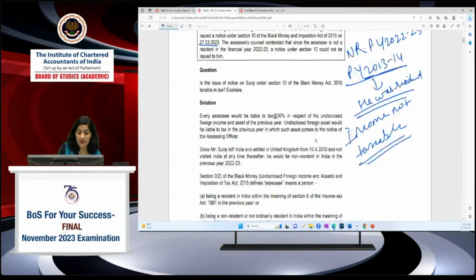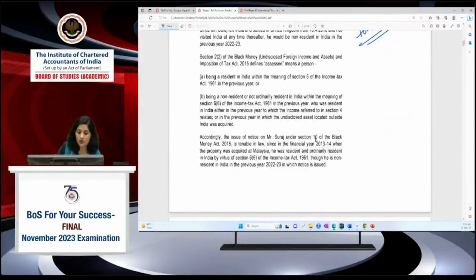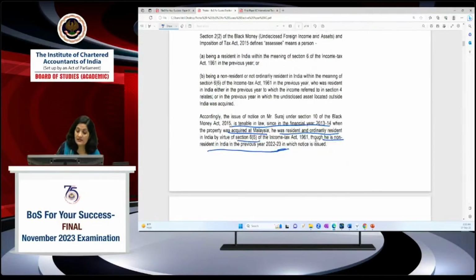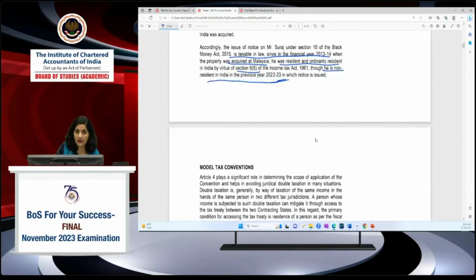इस केस में क्या हुआ? इस केस में issue of notice is tenable in law. Since financial year 13-14, when the property was acquired in Malaysia, he was resident ROR by virtue of section 6(6). Though he is non-resident in the previous year 22-23. उस टाइम पे वो था भाई resident. इस बार नहीं है, no issues. It is taxable in this previous year only. So the notice is valid. So residential status in that way is really very, very important.